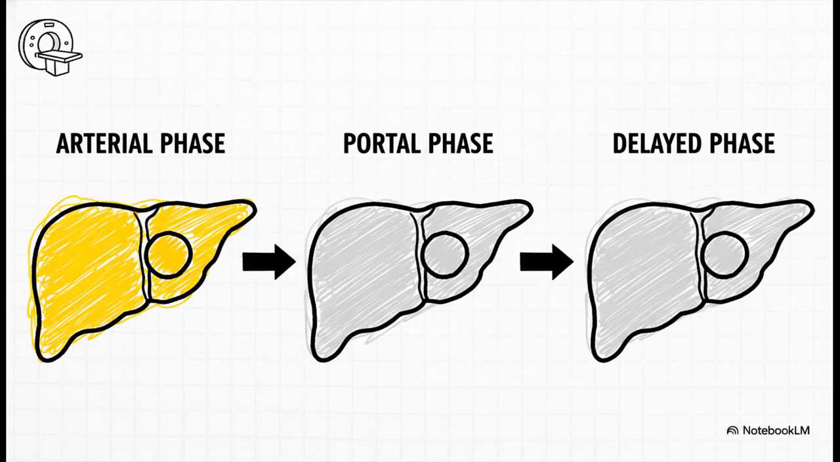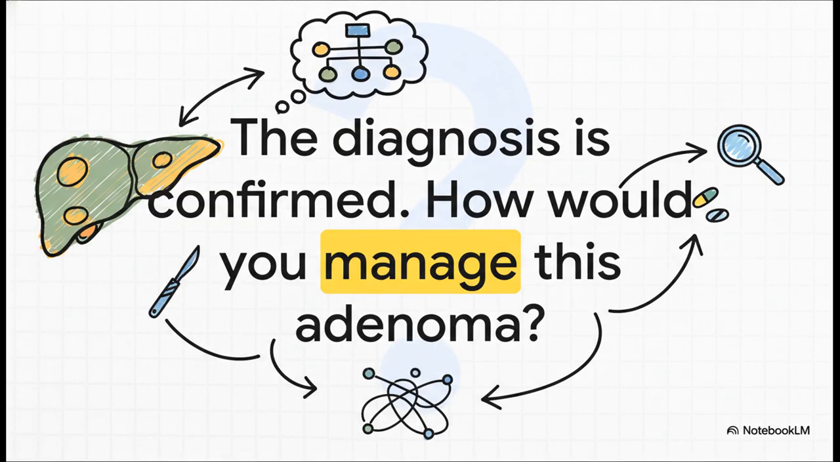So the triphasic CT is really where we expect to see the telltale signs. For hepatic adenoma, we're looking for a solitary, well-encapsulated lesion that shows this really specific pattern. It enhances brightly and homogeneously in the arterial phase, and then it basically washes out, becoming isodense with the surrounding liver in the later portal and delayed phases. That pattern is what really clinches it. The diagnosis of hepatic adenoma is confirmed.